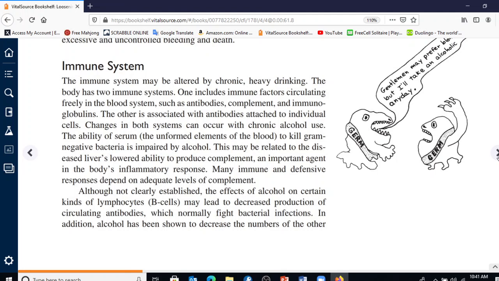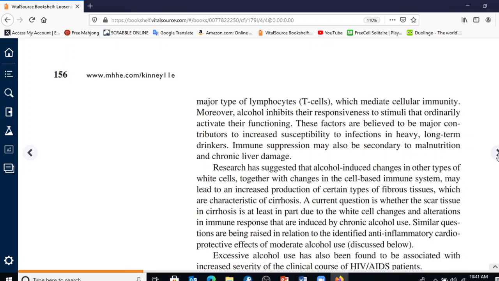HIV disease, by the way, is another illness that you should never drink with. You should not drink if you have this illness because it hastens the onset of AIDS. In other words, it makes the illness worse. It exacerbates the problems that you have.